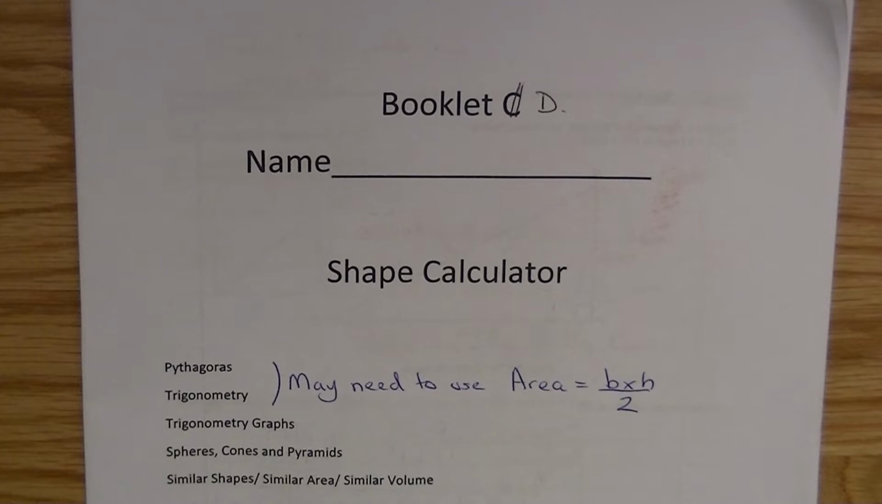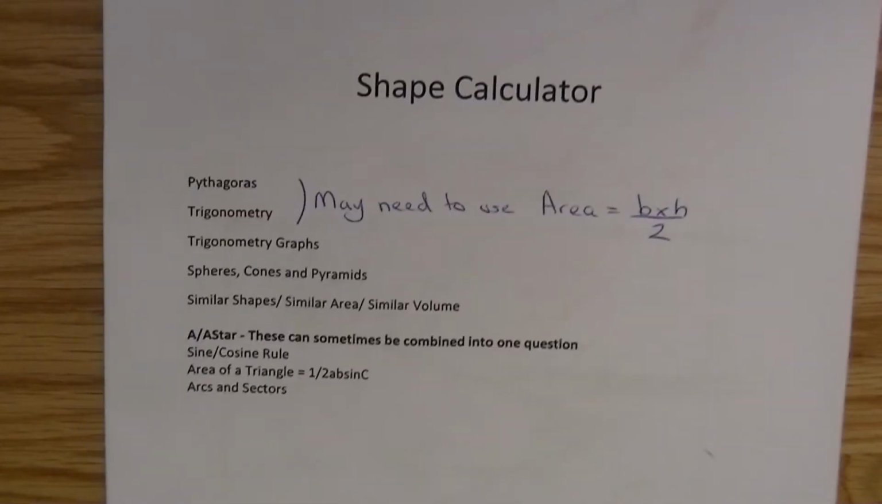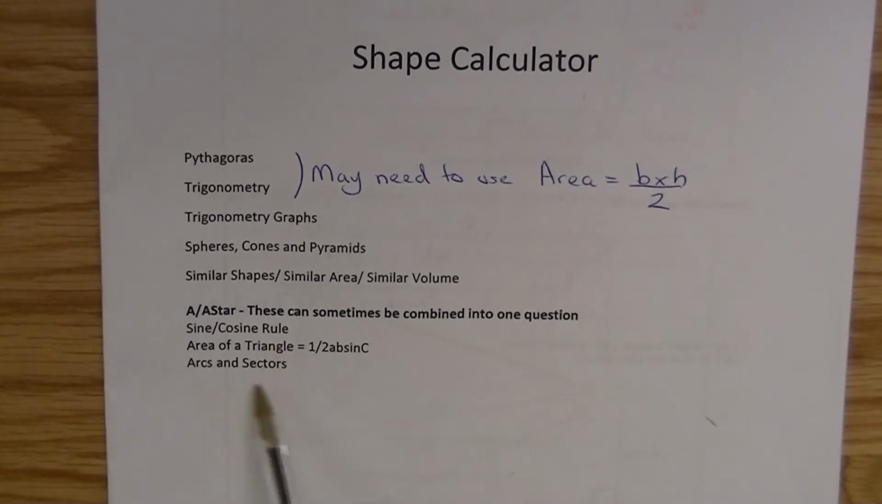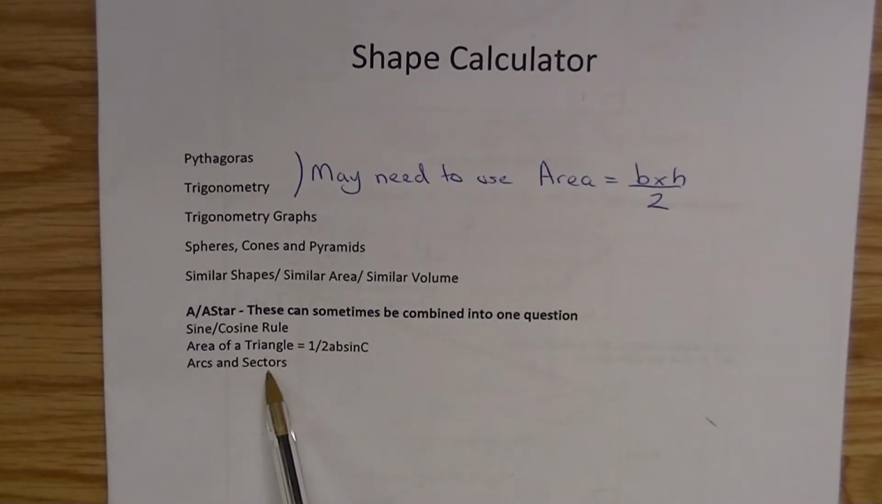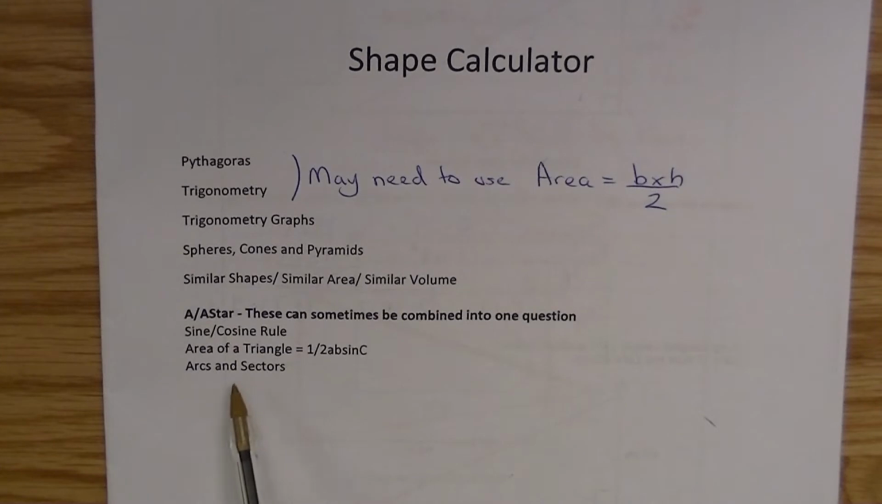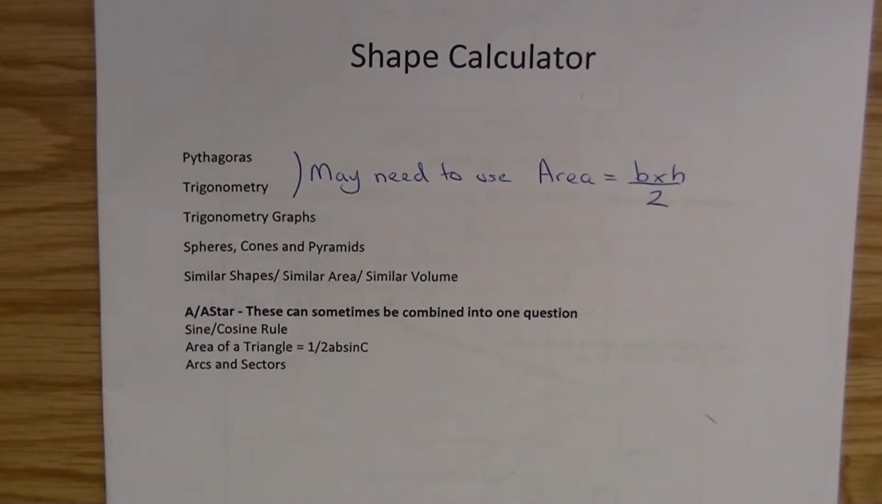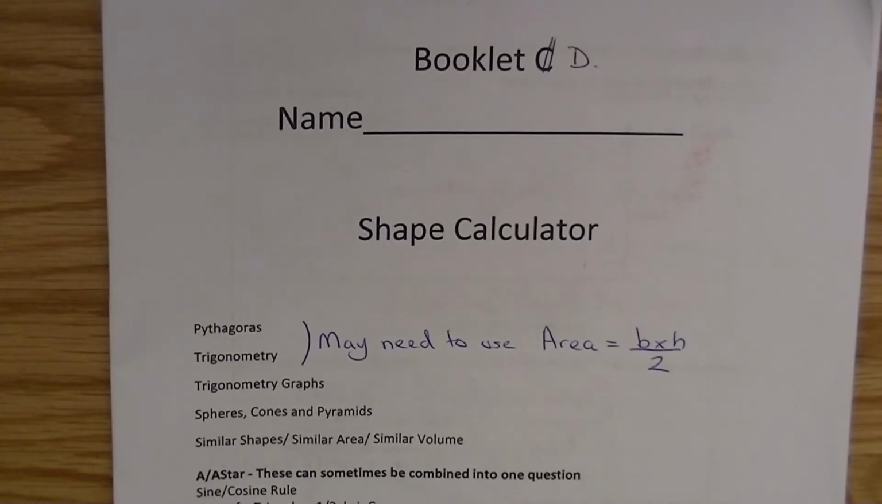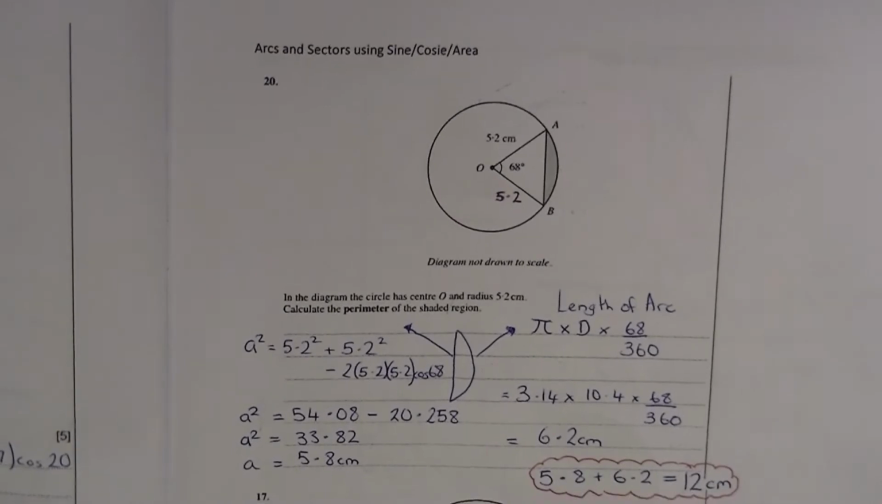Part 2 looked at the sine and cosine rule and the area of a triangle, and got us towards arcs and sectors. We did a bit of a tutorial on it, but never really looked at the question, so we're going to pick up there. Then we'll move on to similar shape, similar area, similar volume, then go back and fill in a gap that we left: spheres, cones and pyramids. A little bit to get through, but I'm sure we can do it in the next 20 minutes. The last video took us to page 19.